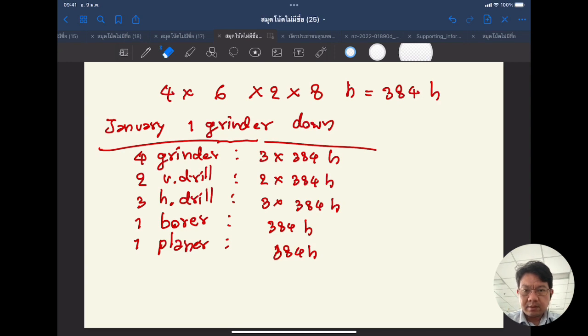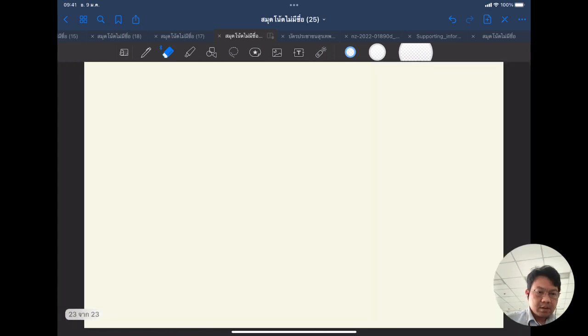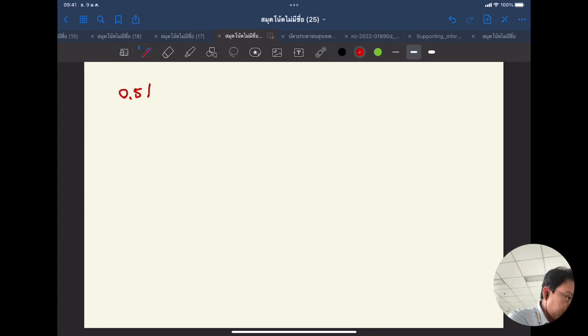Okay, so you see the availability of each machine for the first month. Now we look at the requirement of the machines in order to produce products 1, 2, 3, 4 to 7. From the table, for product 1 first, grinding, we need 0.5 hour of grinding for production of product 1 in the first month, in January.